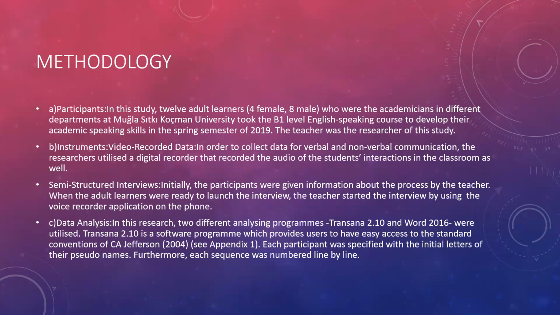And in this page, there is the methodology. The first part is participants. Who are the participants that enlighten these studies? In this study, 12 adult learners, 4 female, 8 male, who were the academicians in different departments at Mulla Sıtkı Koçman University, took the B1 level English speaking course to develop their academic speaking skills in the spring semester of 2019. The teacher was the researcher of this study.